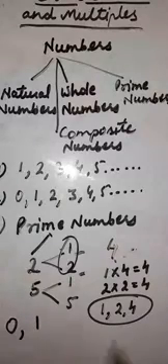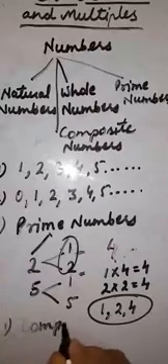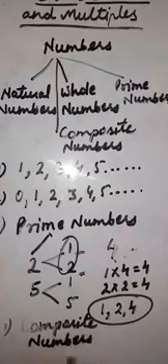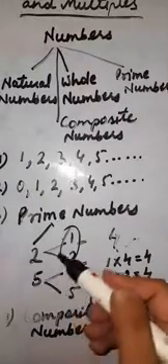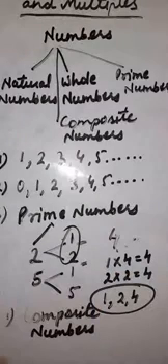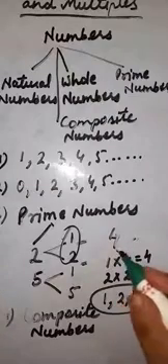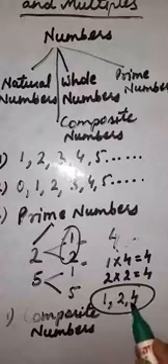So let's talk about composite numbers. Okay, so in prime numbers we have discussed that it has only two factors, but a composite number has more than two factors. So we have given here the example of 4. 4 has three factors, 1, 2 and 4.